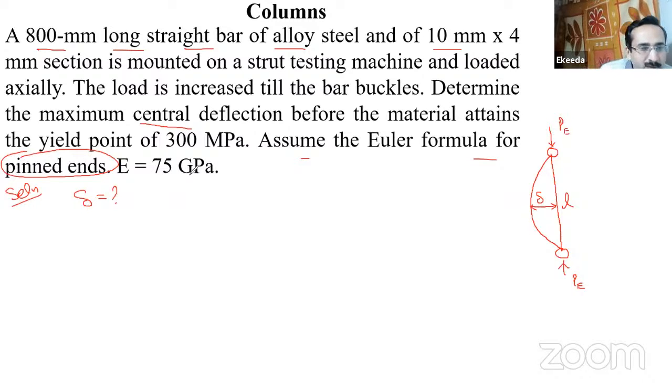And yield point is given. The stress developed, the yield stress, is given to us, that is 300 megapascal. E is also given to us, that is 75 gigapascal.